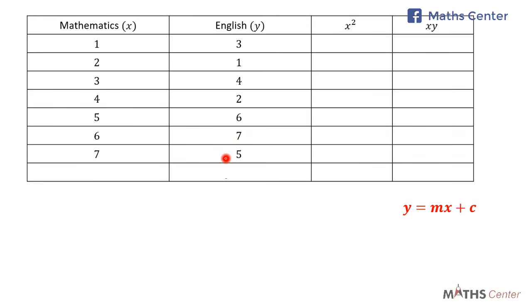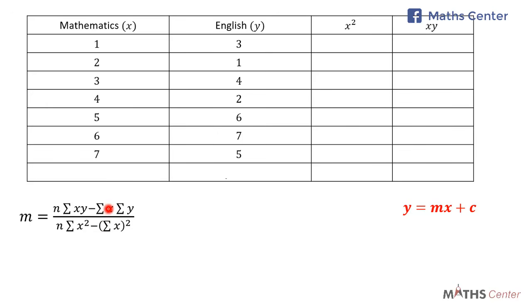This is because, as we have learned, the equation of the line of best fit, which is a straight line, will be given by y is equal to mx plus c. And m is equal to n sigma xy minus sigma x sigma y divided by n sigma x squared minus sigma x all squared. So we need sigma xy. That is why we have a column for xy.